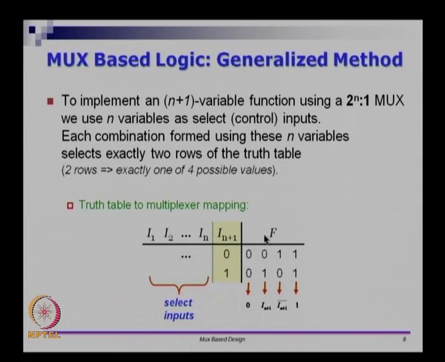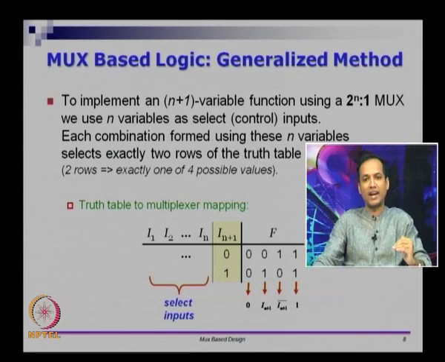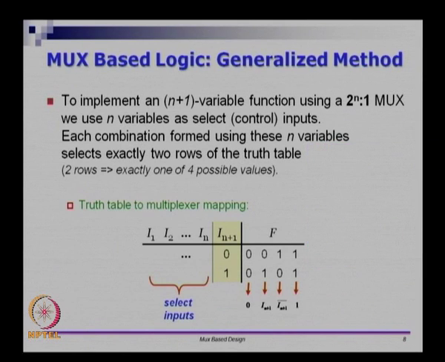If f is a single output function and if it takes the value 0 0 for these two rows, then you put a 0. If it is 0 1, you put In plus 1. If it is 1 0, you put In plus 1 complement. If it is 1 1, you put 1. And you do this for every pair of 2 rows. You take 2 rows at a time starting from the top, and you will have to do this 2 power n times. So, you will have a 2 power n vector at the output, which is in terms of 0, 1 and In plus 1. That is the general way to do this.